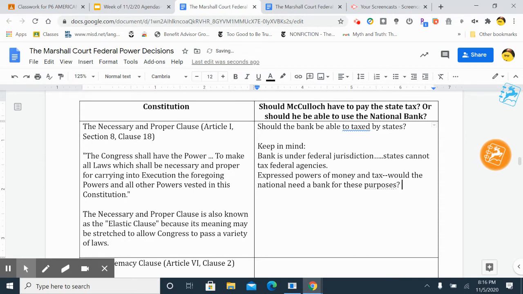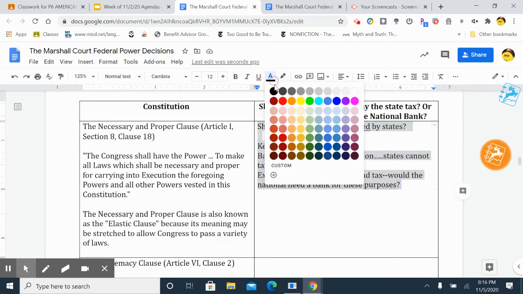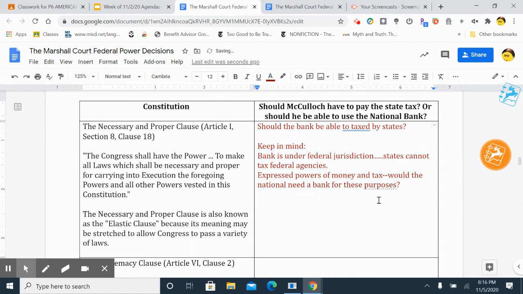This is just guiding you in terms of how to go about responding to this. Okay, this should not be your answer per se. This is just the response of going about guiding for this. Okay, so as you're thinking about this, think about express powers. Would the national bank need a tax for these purposes?